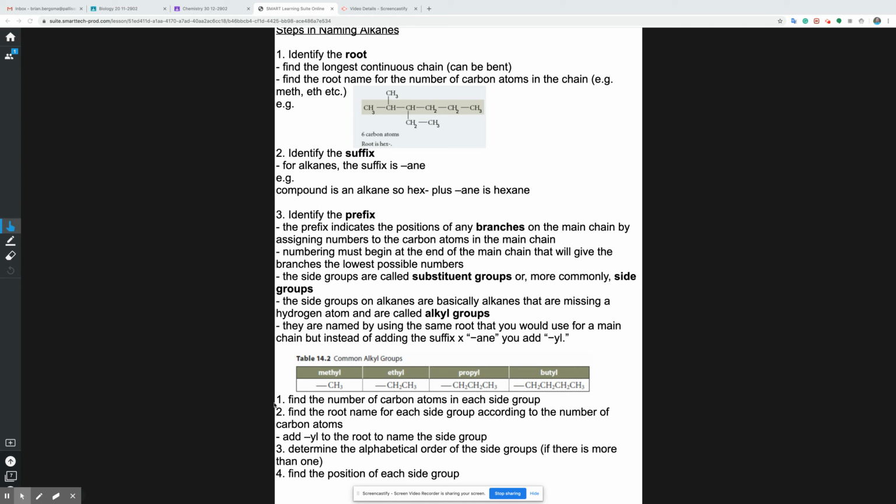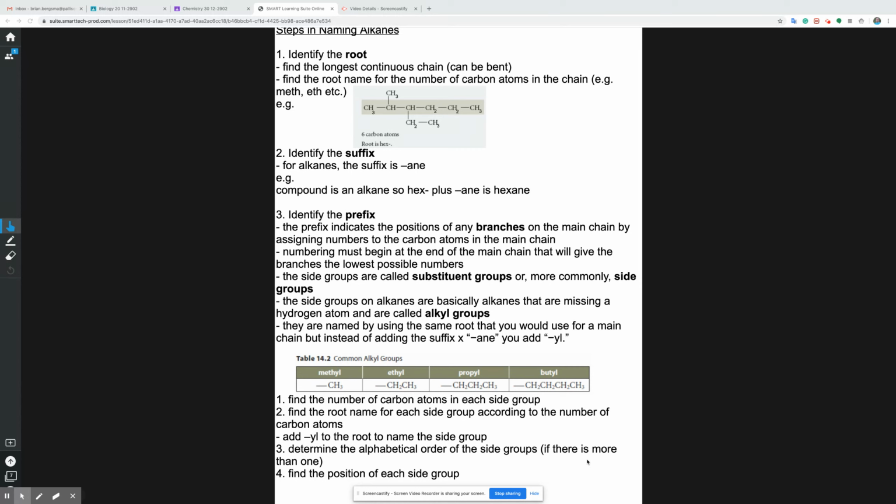The first thing that we want to do is find the number of carbons on each side group and find the root name for each side group. So we have a methyl group and an ethyl group. Then determine the alphabetical order of the side groups. Basically, butyl would be first, then ethyl, then methyl, then propyl.